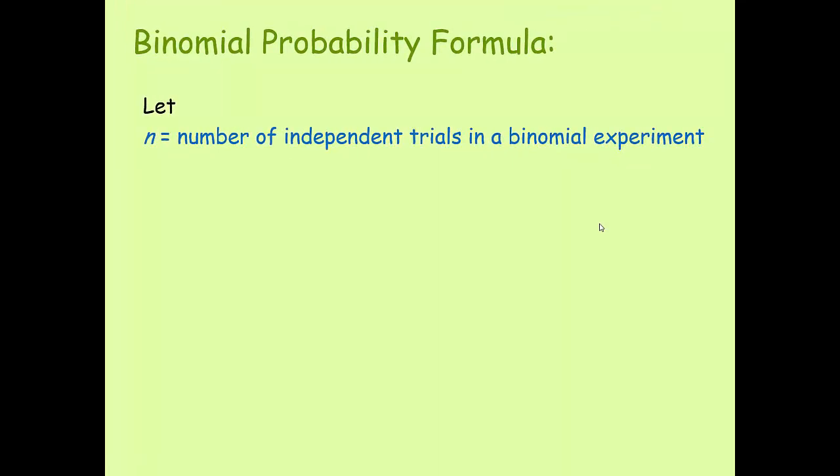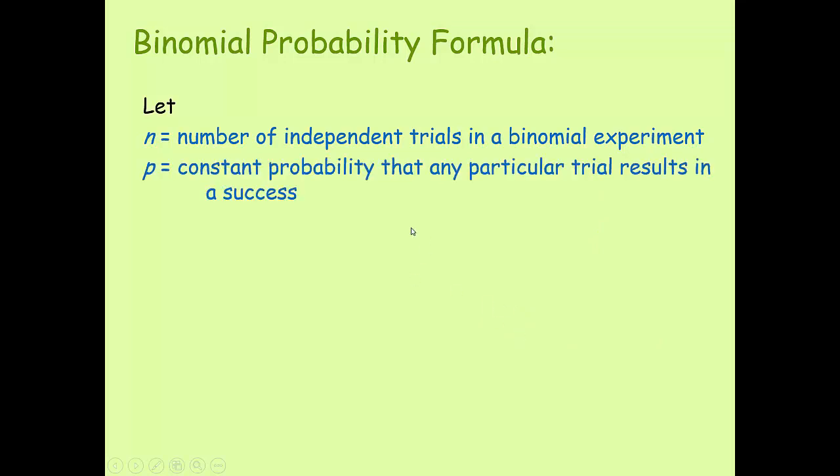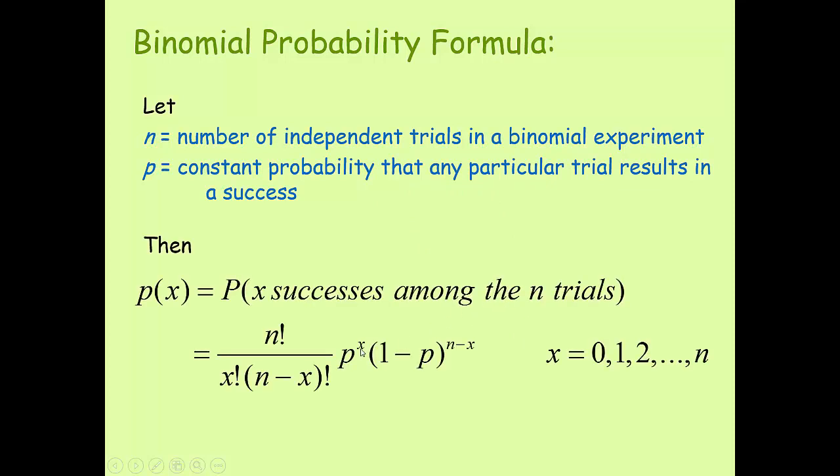Let n equal the number of independent trials in a binomial experiment, where p is the probability of success. Then if I want to find the probability of x successes in so many trials, I do this with this formula. The little exclamation mark means factorial. If I had 3 factorial, that says start at 3 and then multiply all the way down to 1. In other words, 4 factorial is 4 times 3 times 2 times 1. As you can see, factorials grow very large, and you can find this symbol in your calculator, which makes it easier than multiplying things out.